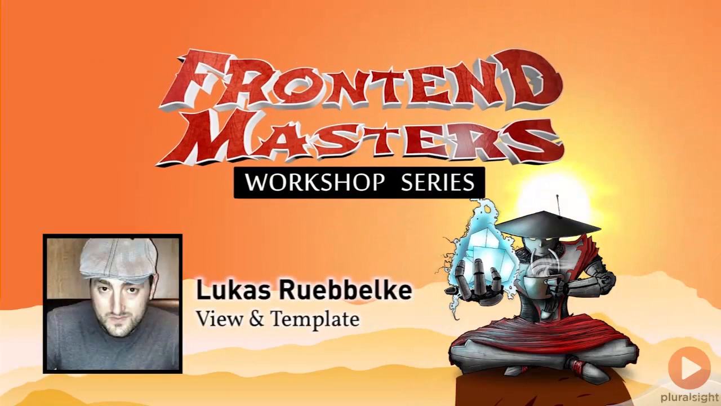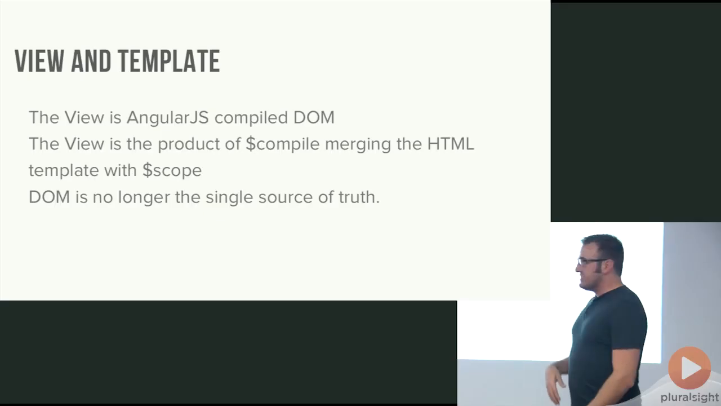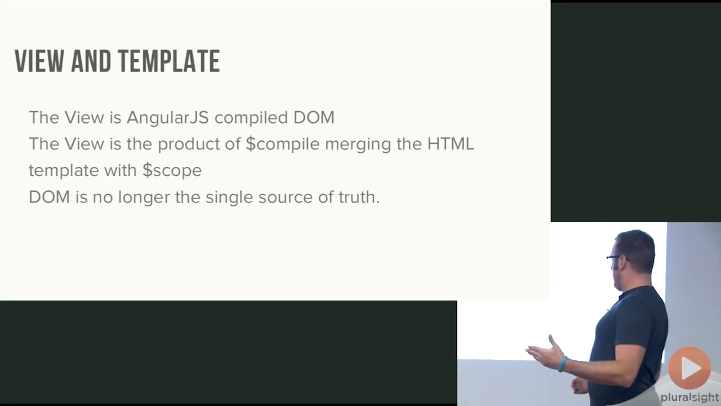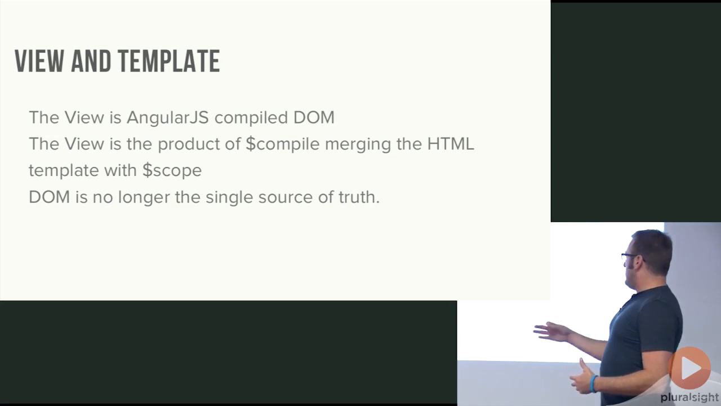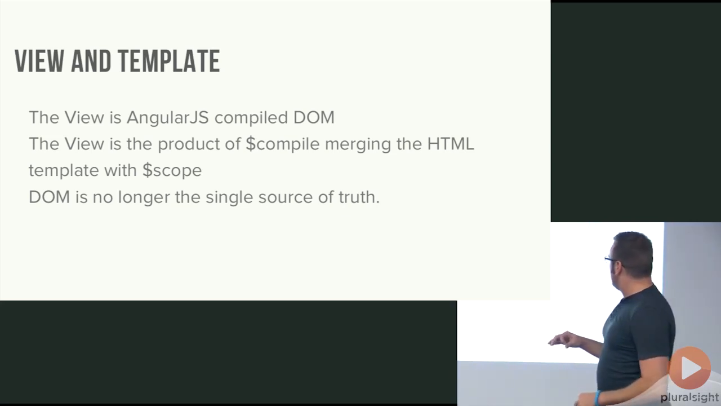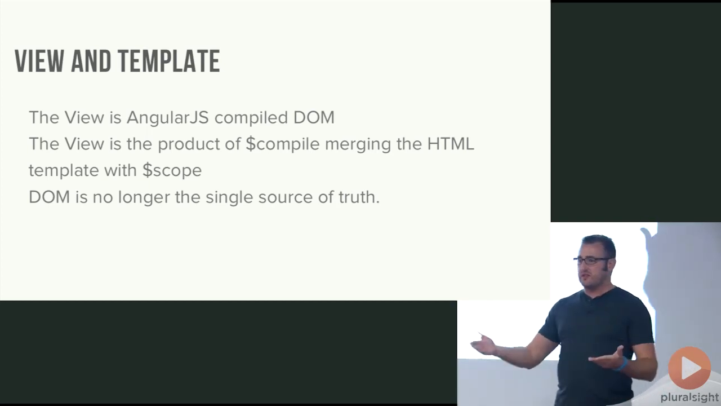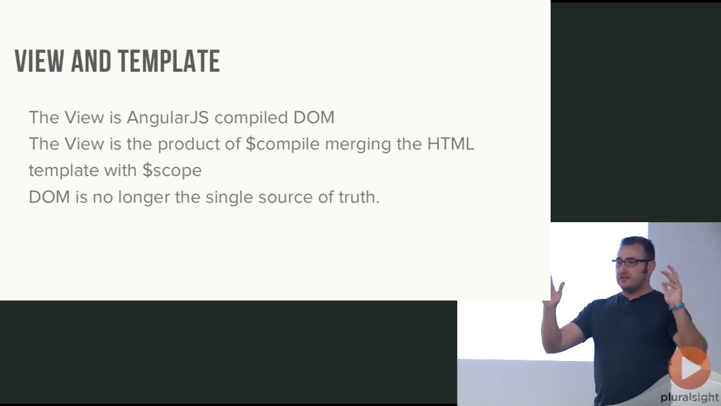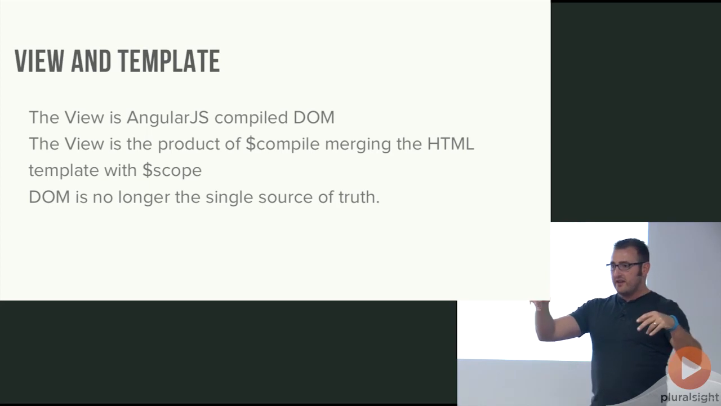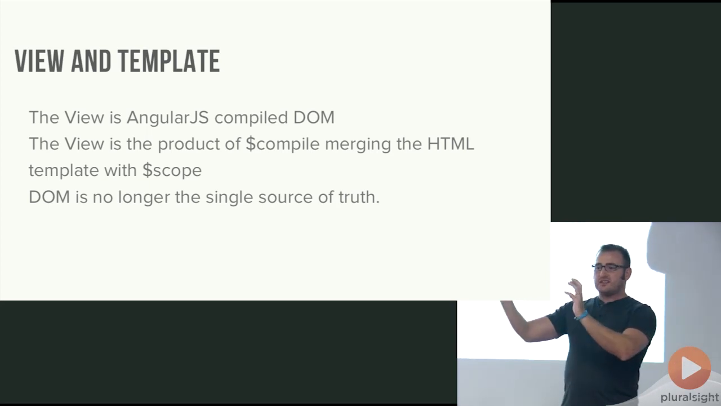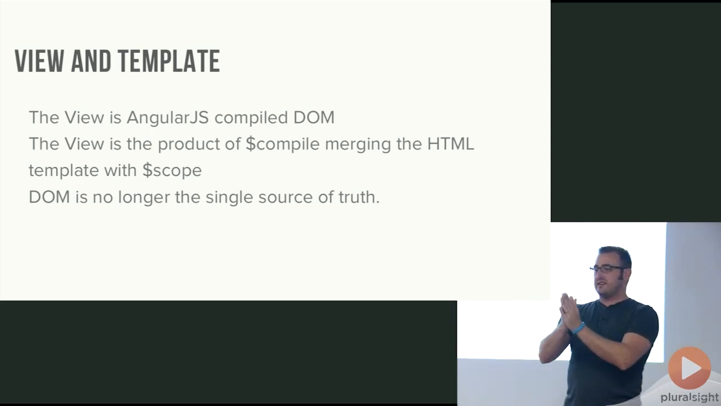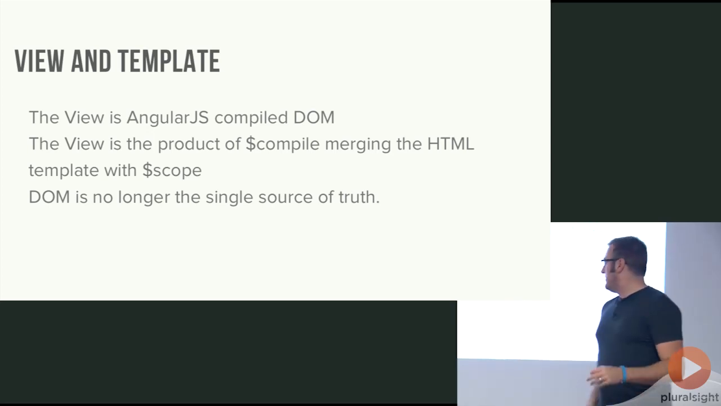So view and template, we've covered quite a bit of this already. The view is just AngularJS compiled DOM. The view is the product of compile, merging that HTML with scope. So you saw that. It was crystal clear when I just said, hey, compile. Here's your HTML. Get this content here. And I passed in the scope object. And it just put them together. And that's how that worked.